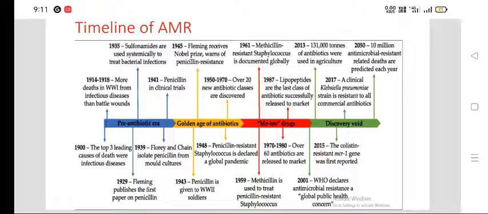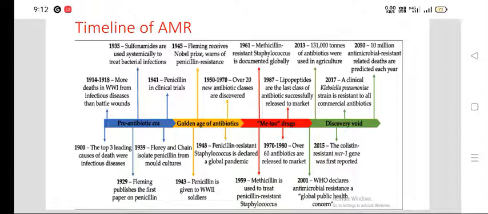After that, in 1929, Fleming published the first paper on penicillin. Actually, in 1928-29, Alexander Fleming published the first research paper on penicillin, but not on human beings. In 1935, sulfonamides, the first antibacterial agents, were used systematically to treat bacterial infections.